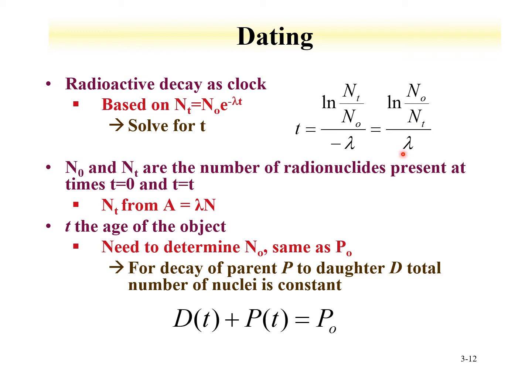We need to be able to determine what this time t is, and what we can say is that the decay of the parent to the daughter is constant. And let's just say the total amount of daughter plus the total amount of parent at time t is equal to the initial amount of parent. And all we're saying is that we can determine the amount of the parent at time 0, so this N naught value, based upon what we measure currently for the amount of daughter and the amount of parent present. Where N naught is the same as P naught, the amount of parent isotope at time 0.